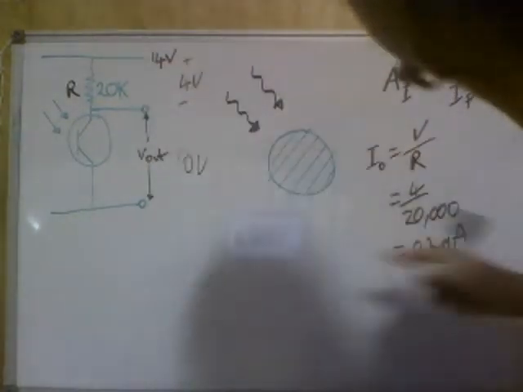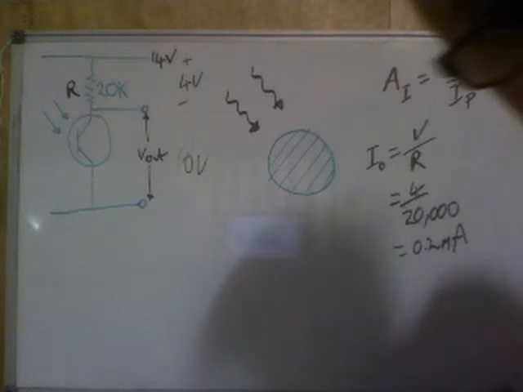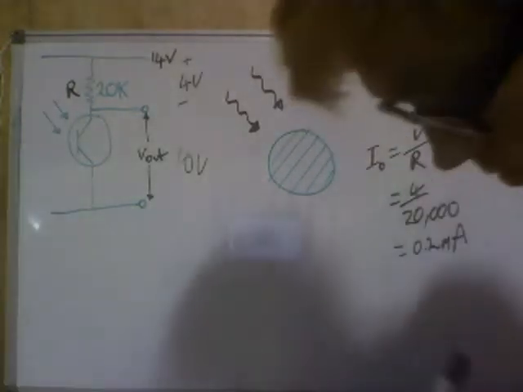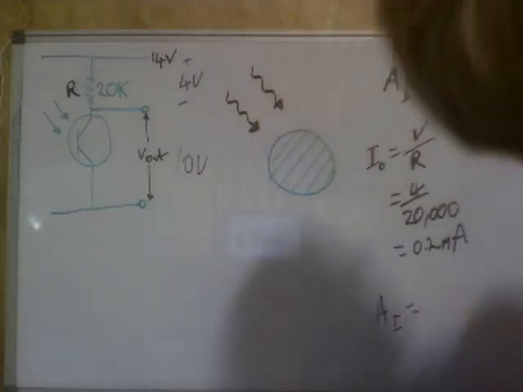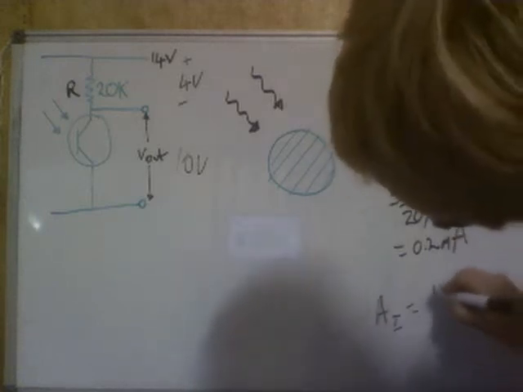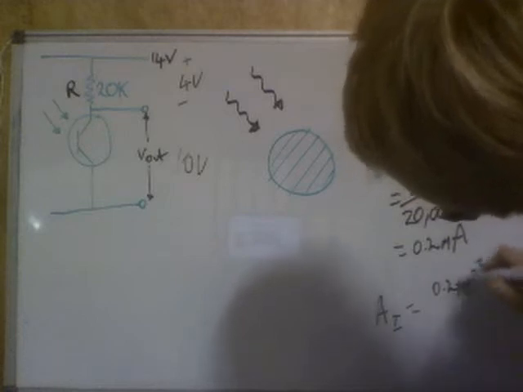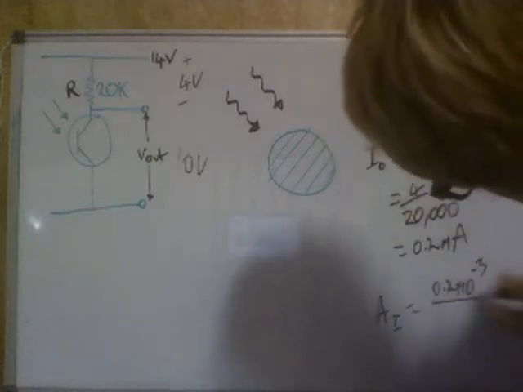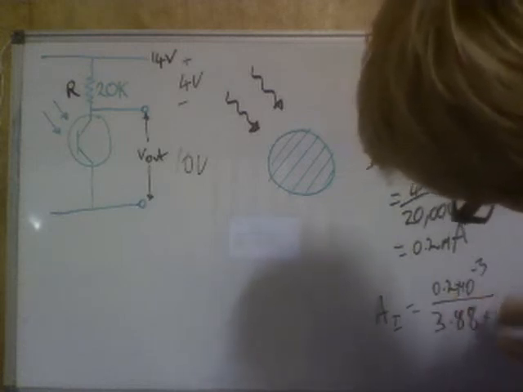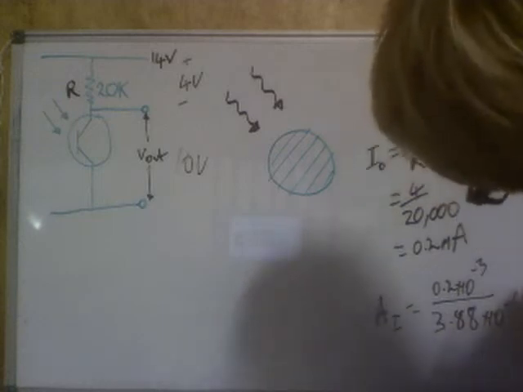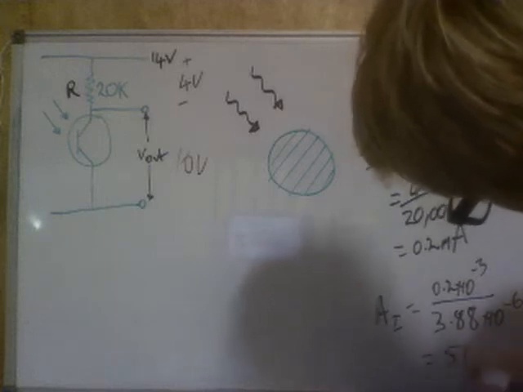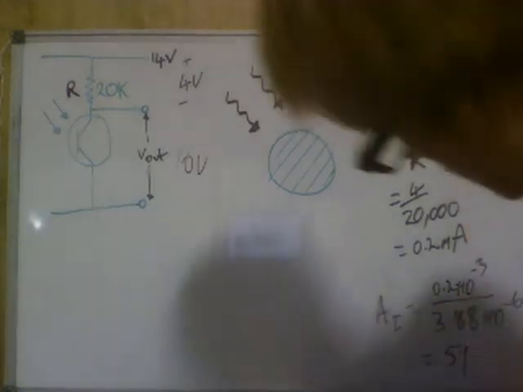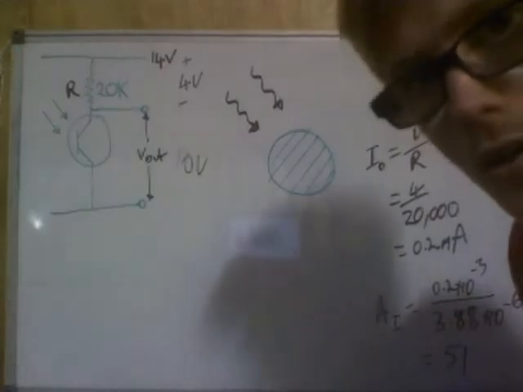So, plugging the output current along with the photocurrent that we calculated in part D into this equation, we get the gain equals 0.2 times 10 to the minus 3, 0.2 milliamps, divided by 3.88 times 10 to the minus 6, and that equals 51, which is the value of the gain. So the output current flowing through the transistor is 51 times the photocurrent induced in the base.